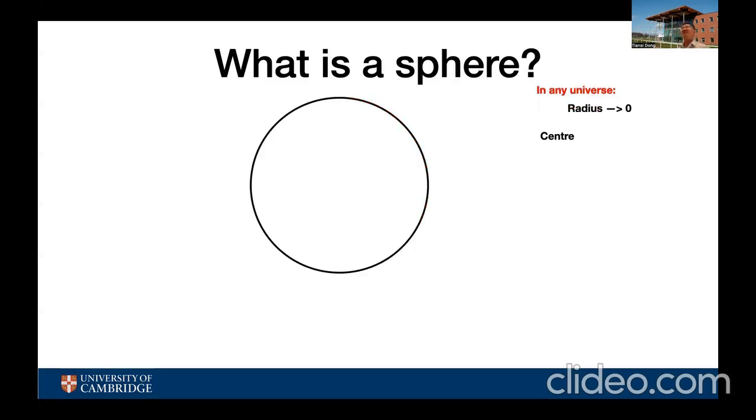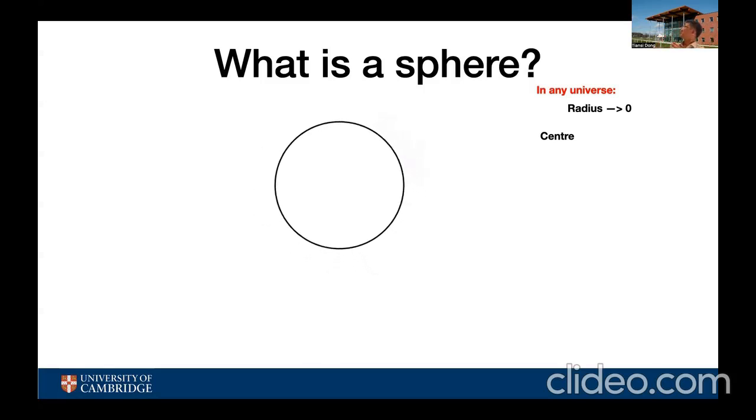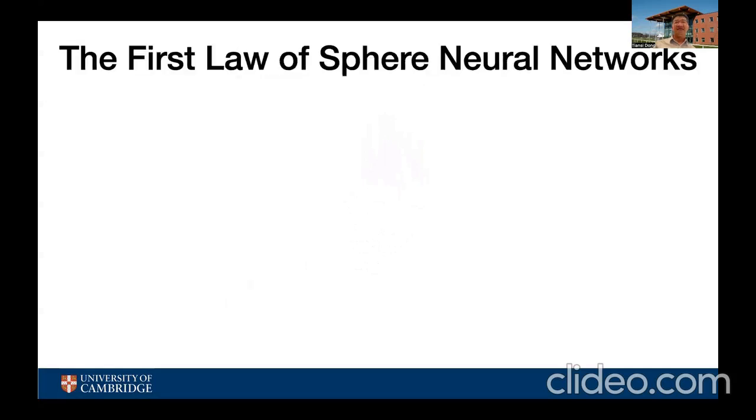Now, for any universe, what if the radius is reduced to 0? Then the sphere, the cone, the segment, the arc will become smaller, smaller, smaller, and become a vector. What does this mean? So cool. The first law of sphere neural network.